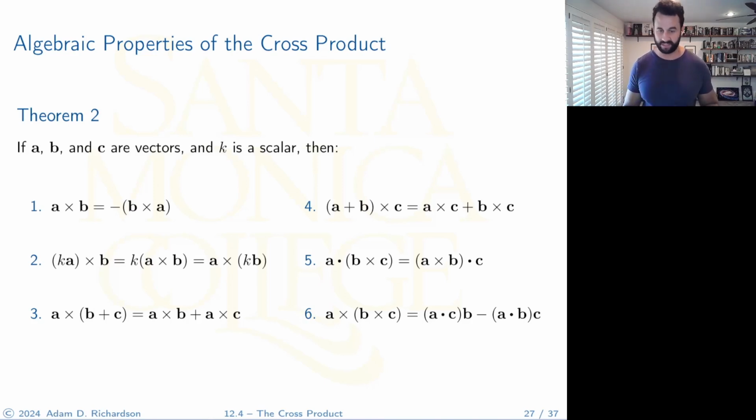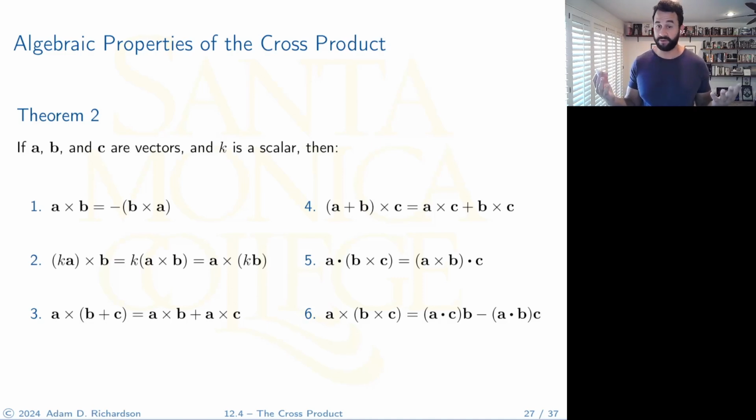One nice thing is that you can move scalar multiplication through the factors of the cross product. If you do K times A and then cross B, you get the same result as if you just multiplied A cross B by K. And you could even scale B first and then cross it with A on the left, and you would get the same result. So scalar multiplication does move through the cross product, which is nice.